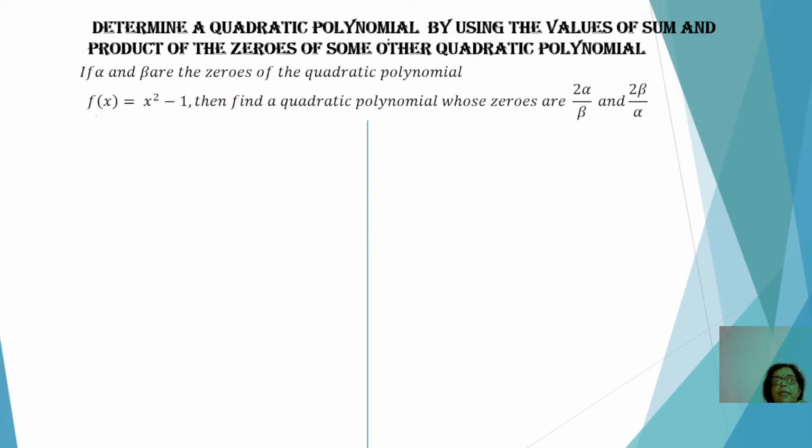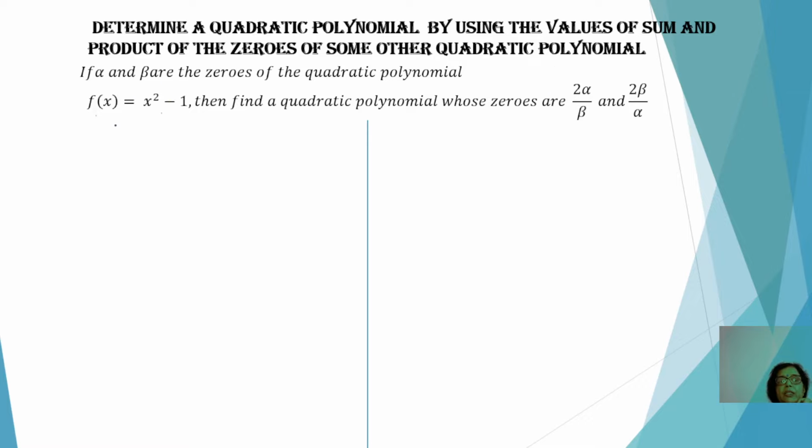Next is determine a quadratic polynomial by using the values of sum and product of the zeros of some other quadratic polynomial. So here we are given one particular quadratic polynomial, and on the basis of the sum and product of the zeros of this quadratic polynomial, we need to generate another quadratic polynomial with the help of the zeros of this one.